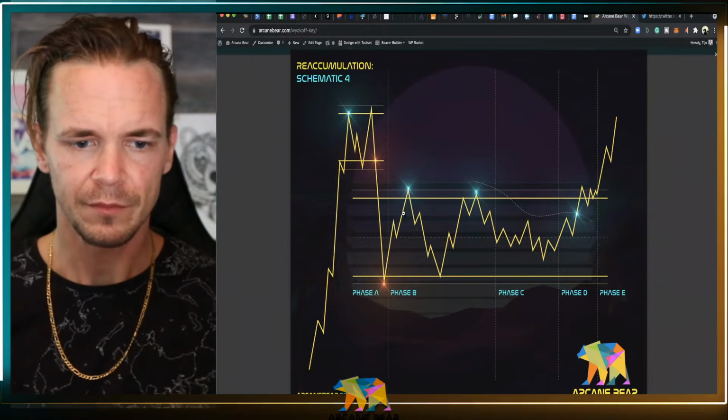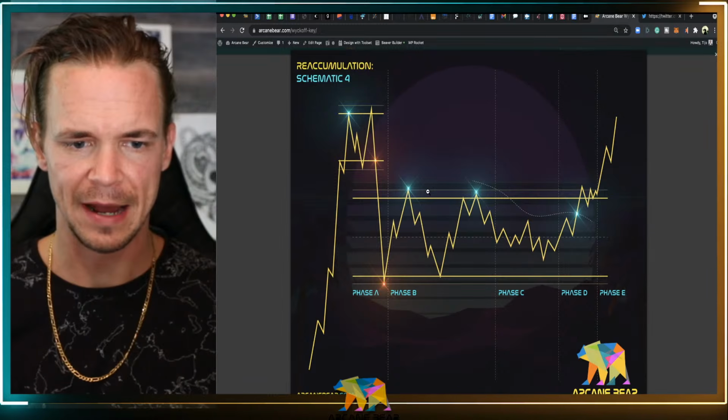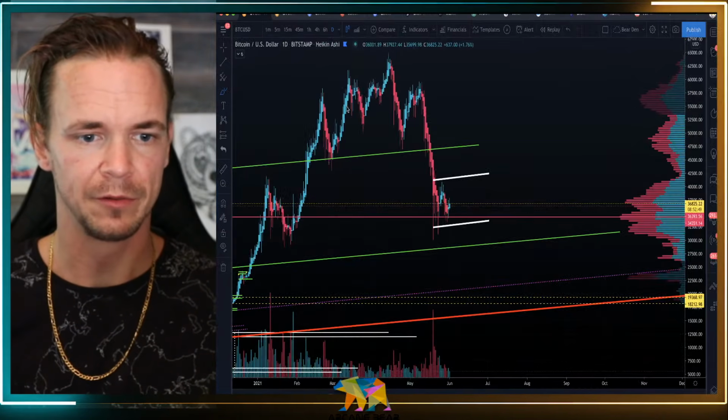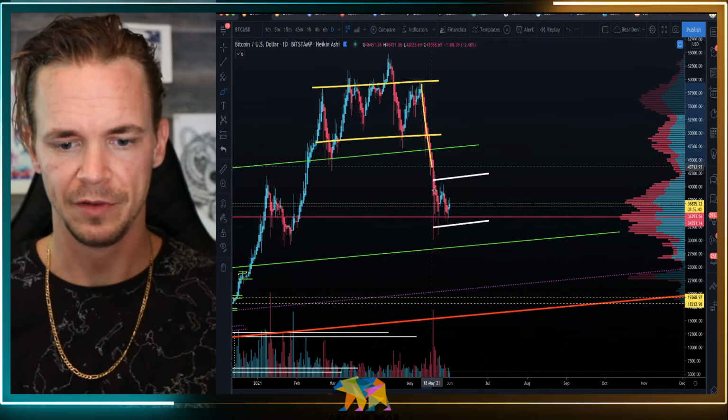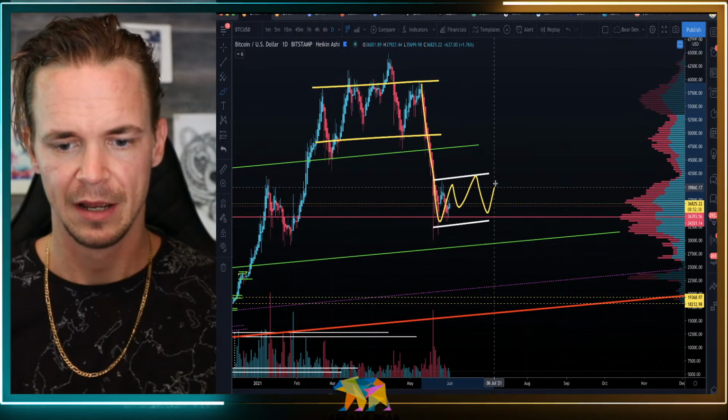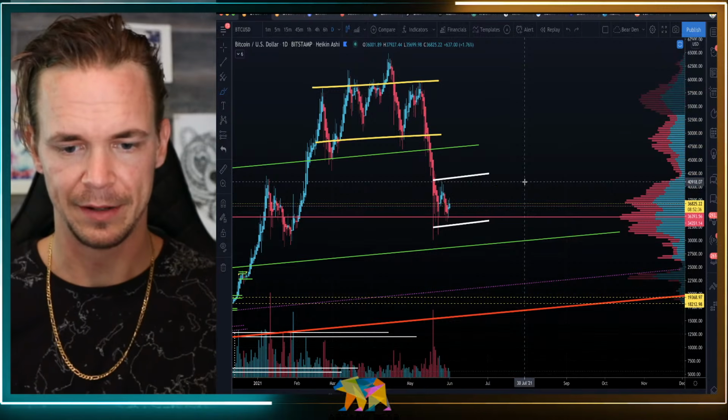So this reaccumulation schematic 4 is actually kind of what I believe we're witnessing now, where we had a rounded top that's moving into a reaccumulation schematic. Now, again, I think that we're probably going to spend about a month or two here.